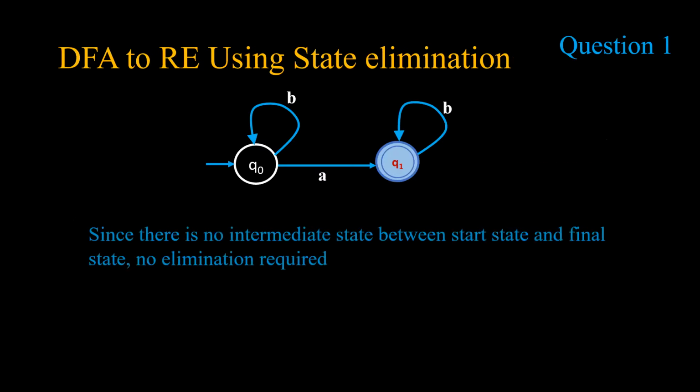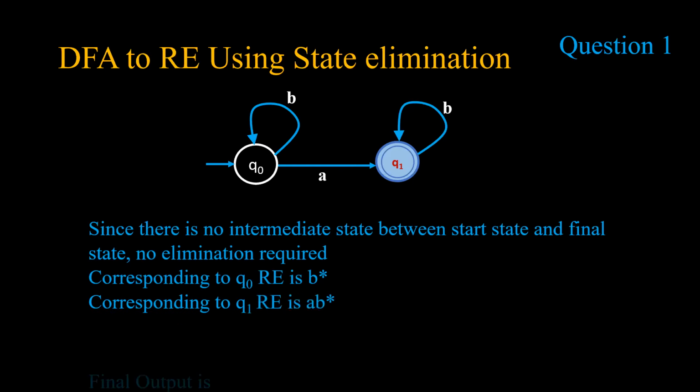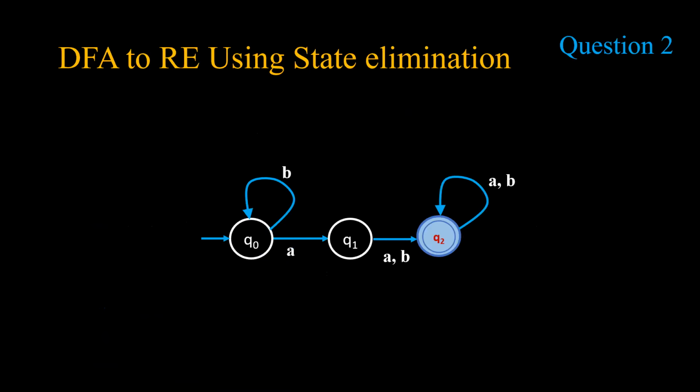Say for example, we have only a two-state DFA in which we have a start state and a final state. Since there is no intermediate state between these two, we need not have any elimination. Corresponding to Q0, regular expression is B star. Corresponding to Q1, regular expression is A B star. So the final output will be B star A B star.